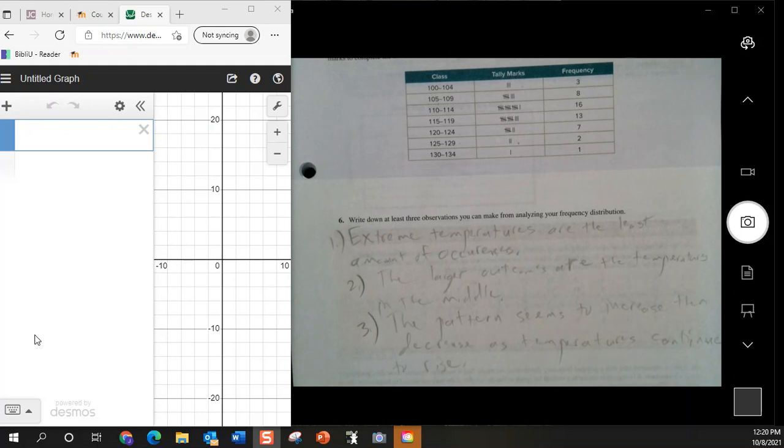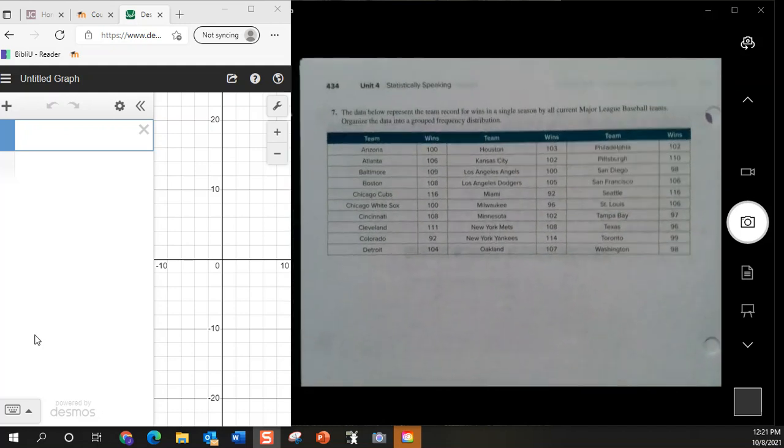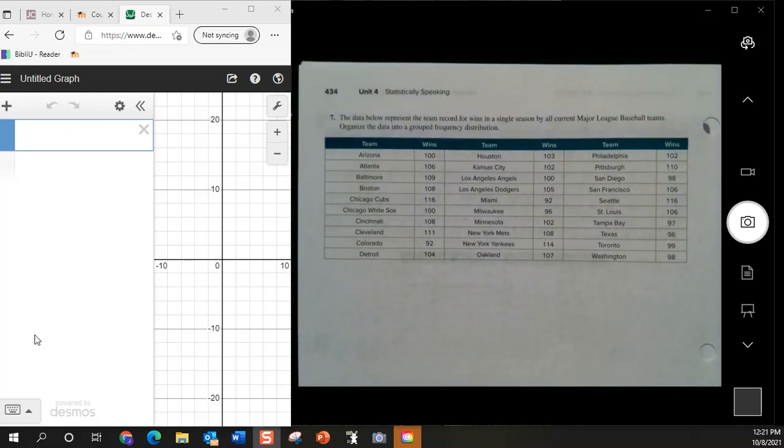All right, now we'll go on to page 434. It says the data below represents the team record for Twins in a single season by all current Major League Baseball teams. Organize the data into a group frequency distribution.